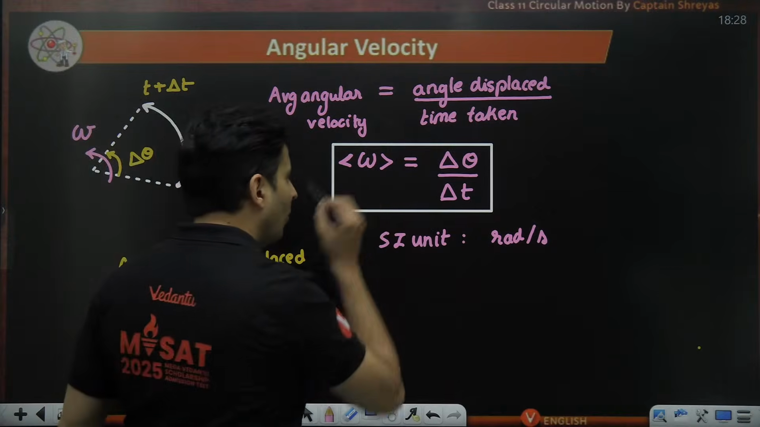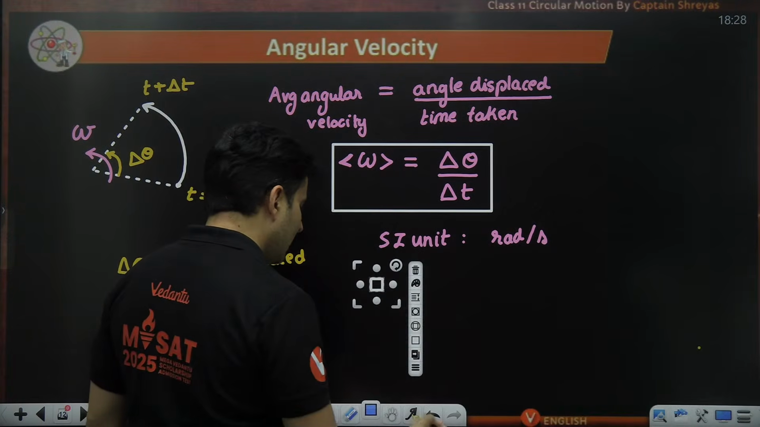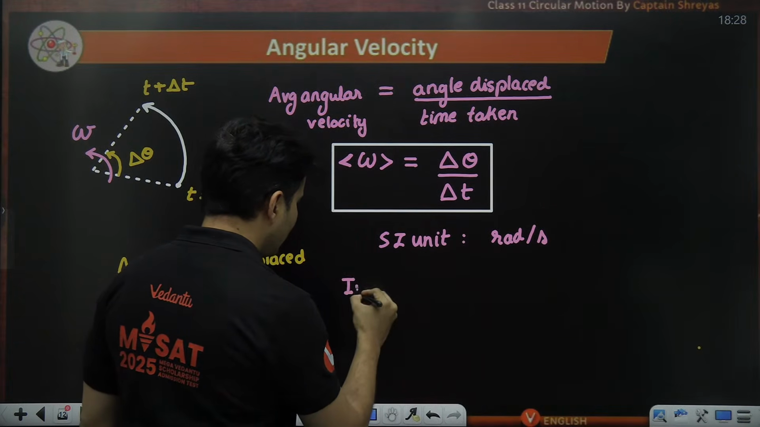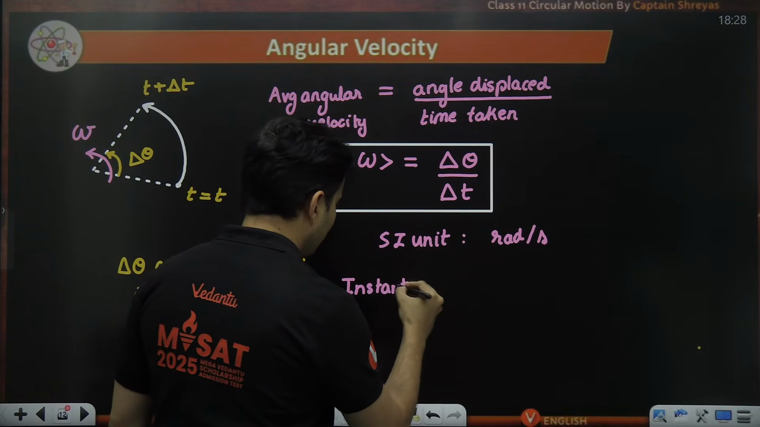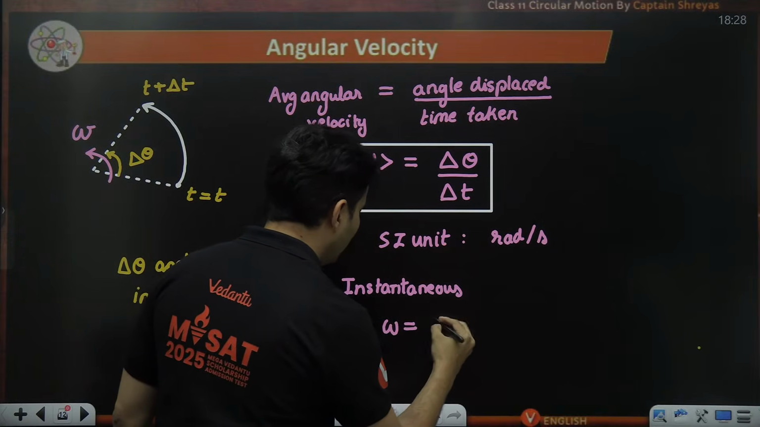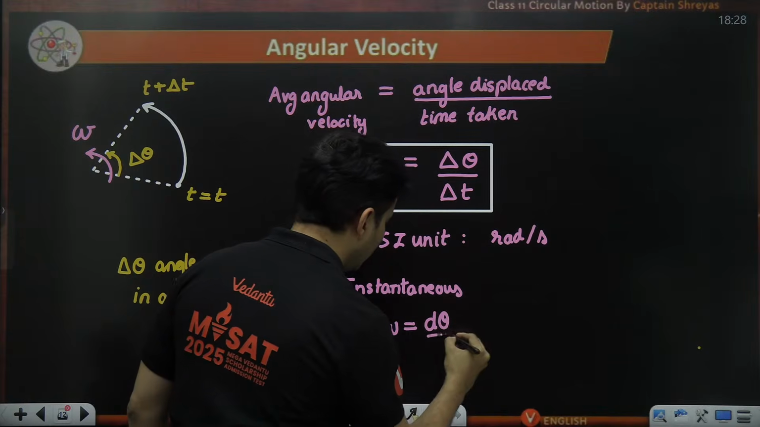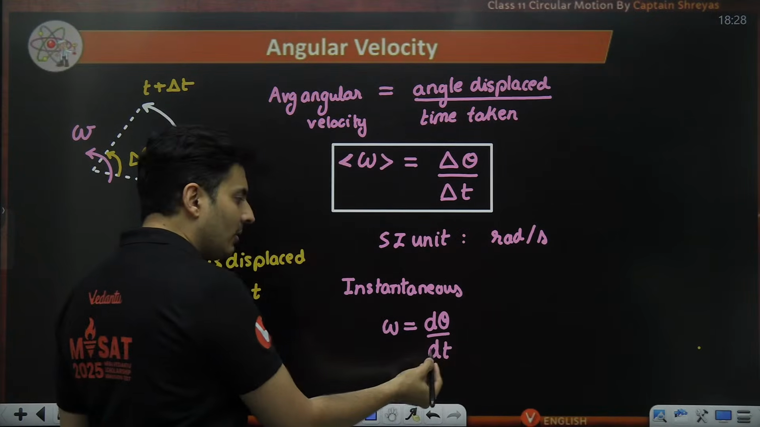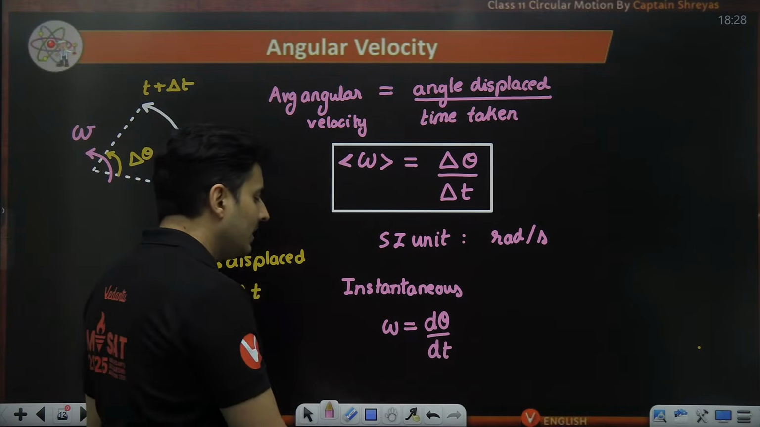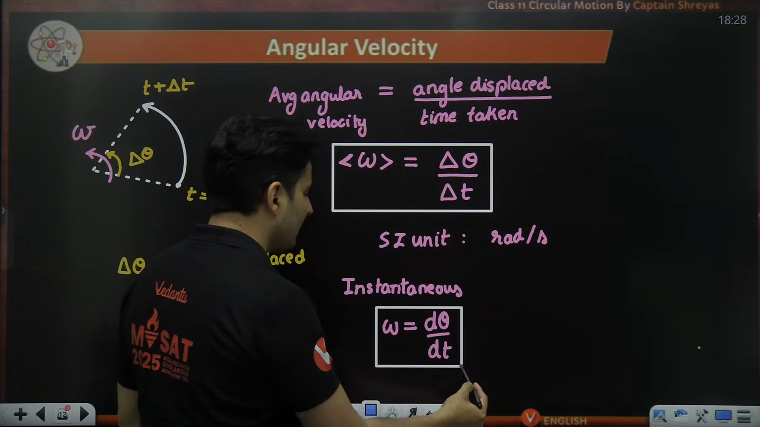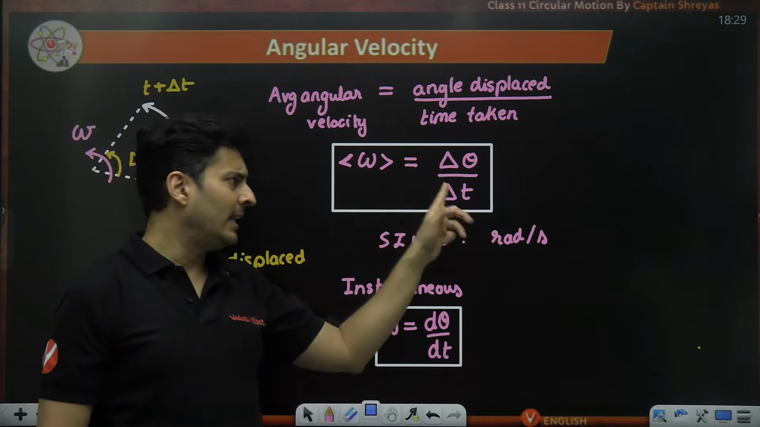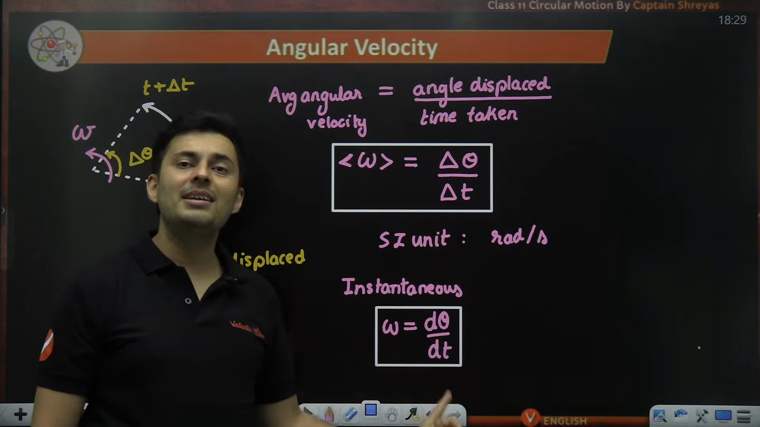Okay, so what do you think, guys? Yes, for instantaneous angular velocity, it will no longer be delta, it will be just d theta by dt. dt is a very small interval of time, and in that small interval, I will move a small angle. So that is why it will be d theta by dt. That will be my instantaneous angular velocity. Very, very similar to linear velocity. v is delta x by delta t. Instantaneous will be dx by dt.